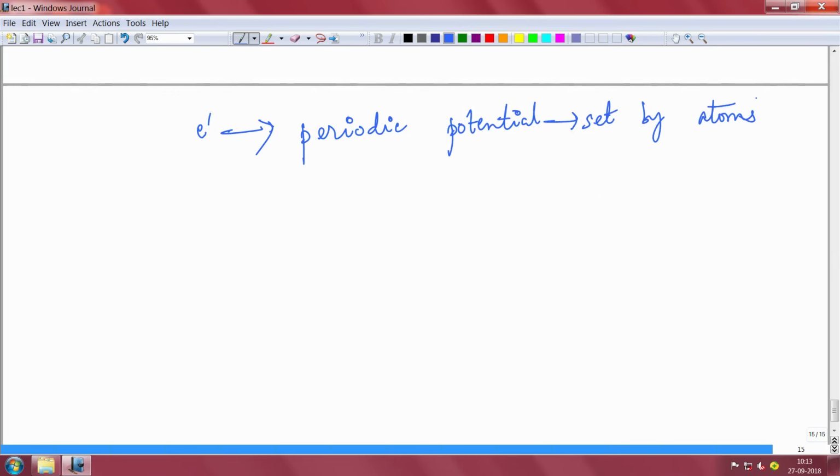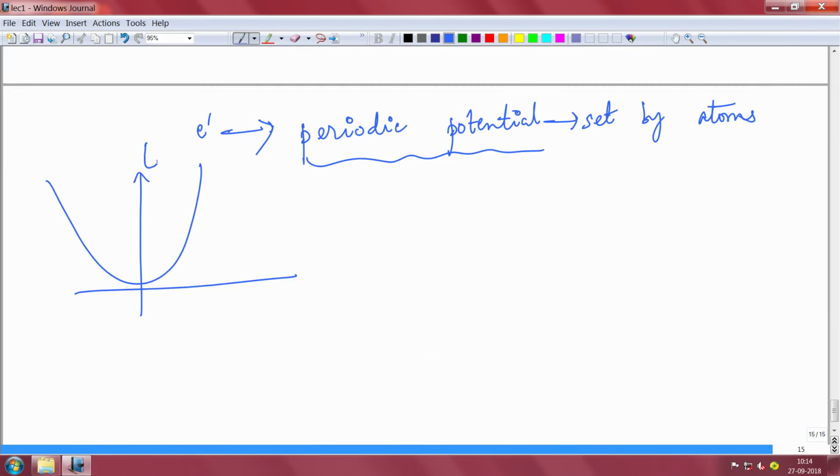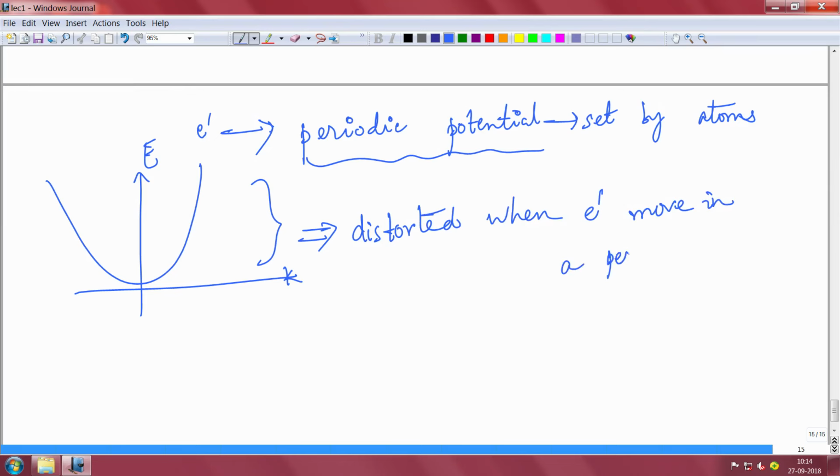All the atoms in the crystal set up a periodic potential, and electrons have to move in this periodic crystal. When electrons move in a periodic potential in a semiconductor crystal like silicon, the E-K diagram that we had drawn, with E on one axis and K on the other, becomes a little bit distorted. It is not in free space.